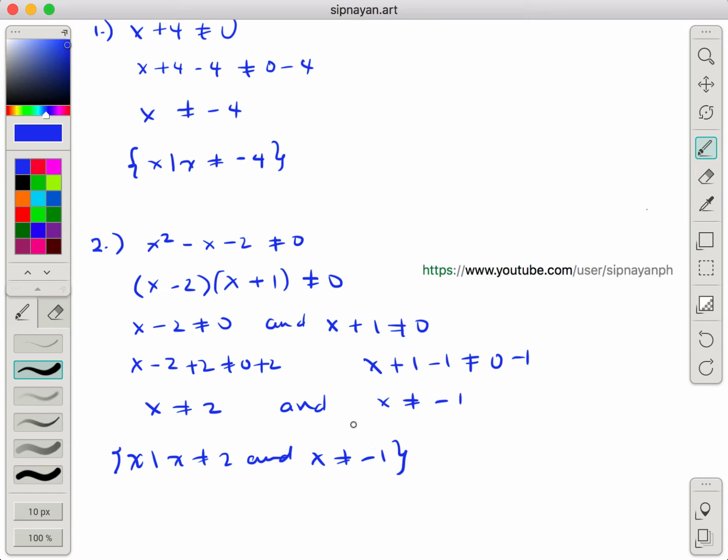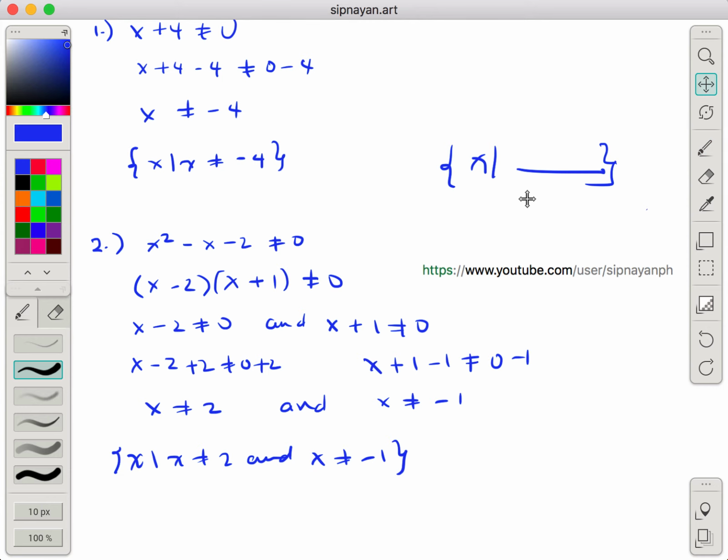Kung hindi nyo alam to, pwede nyong tignan yung ating series on set notation. But actually, nilalagyan lang naman natin siya ng curly brackets tapos nag-add tayo ng x such that, tapos yung mga conditions and restrictions dito. So, yun lang naman ang dinagdag natin pag nilalagay natin yung set notation.